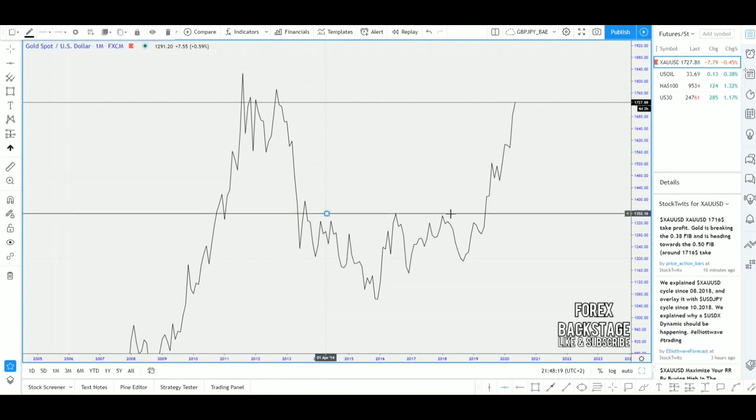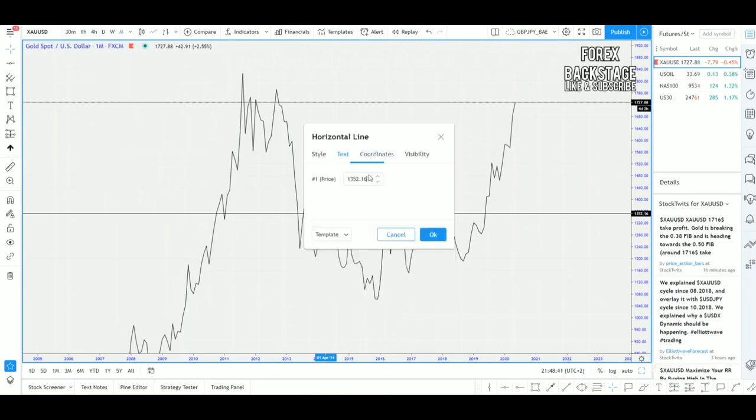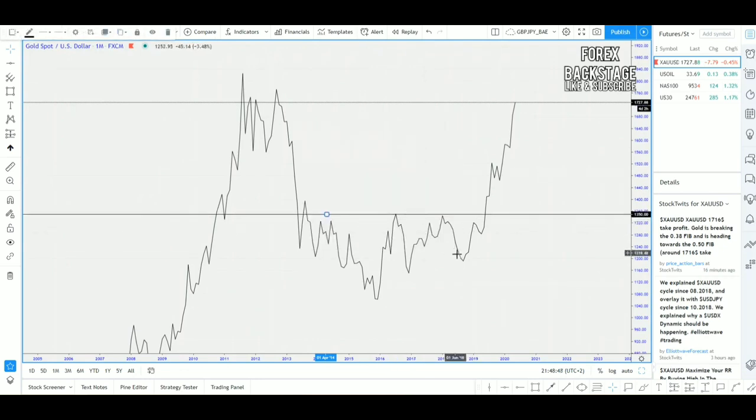I'm going to take the peak of this level over here. If you look on the right hand side, we've got 1352.16. So I will try and round this off to 1350. Also, the reason why I am able to round off these levels quicker is because gold has been a pair that I've traded quite a lot. So this is easy for me to know what levels gold is trading in, right?